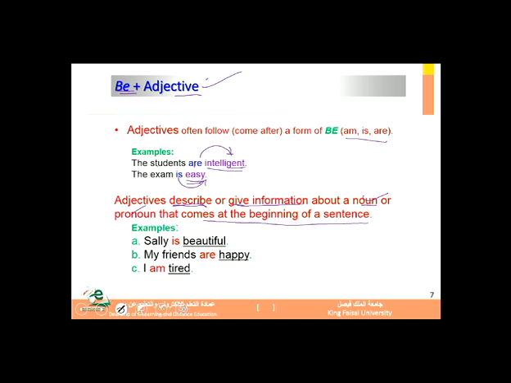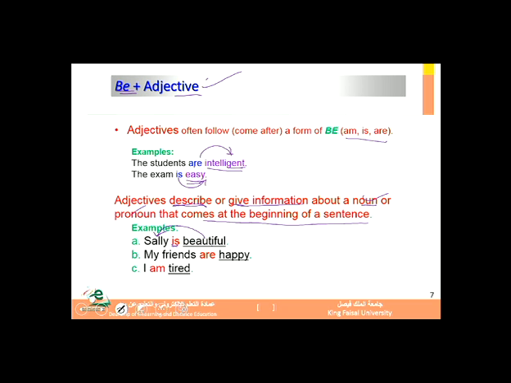These are other examples. Sally is beautiful. So we have noun, verb to be, then adjective. We said the adjective gives more information about what? About the noun or the pronoun that comes before the verb. Sally is what? Sally is beautiful. Give me information about Sally. Beautiful. Describe Sally for me. Sally is beautiful.